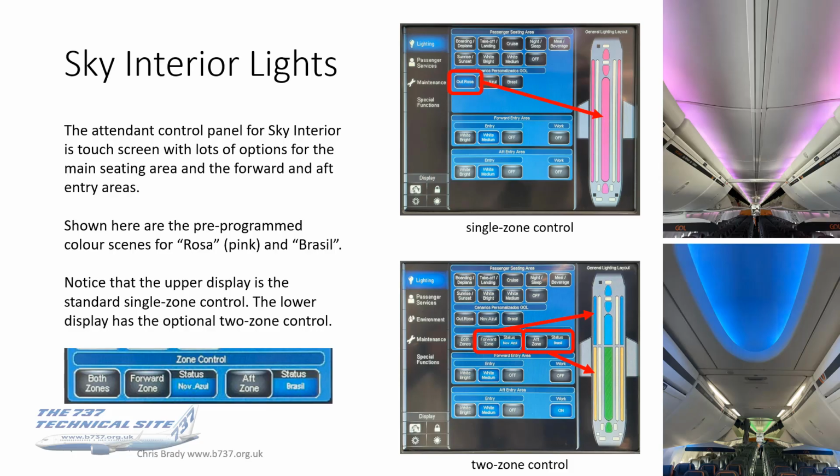Now notice that the upper display is the standard single zone control, because there are two options with Sky Interior Light. You can either have single zone control or two zone control. Obviously, there's a premium to be paid by the operator for the two zone control, but there it is shown on the lower photo.